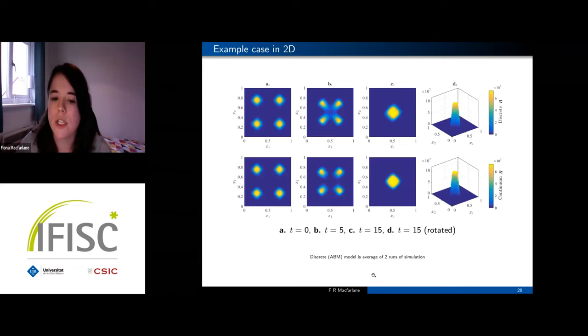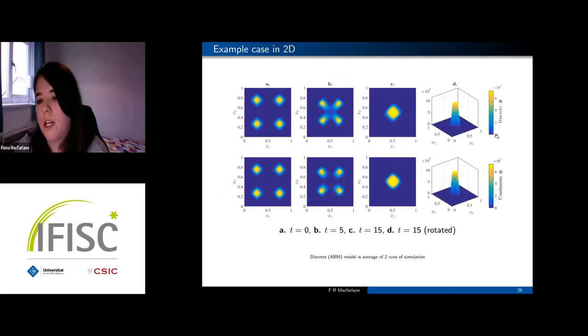We can also look at 2D. So now we're just looking at cell density. On this top row, we've got the cell density from the individual based model. X1 and X2 are our two spatial dimensions. And then the cell density is given by the color, where dark blue is zero and up to yellow, which is a high cell density. The bottom row is the corresponding PDE model, and we have the three different time steps and then the same time step in panel D, but just rotated.